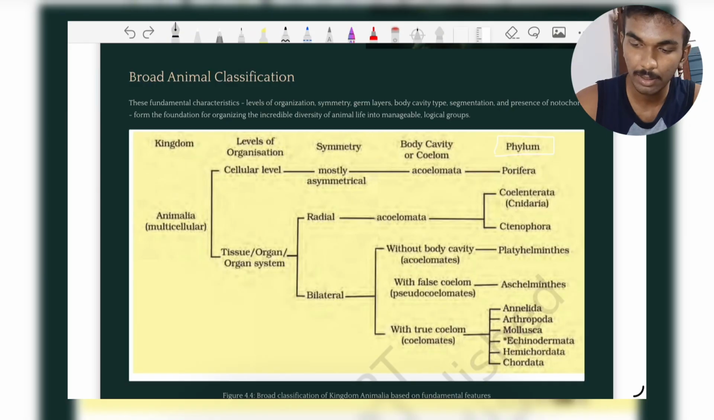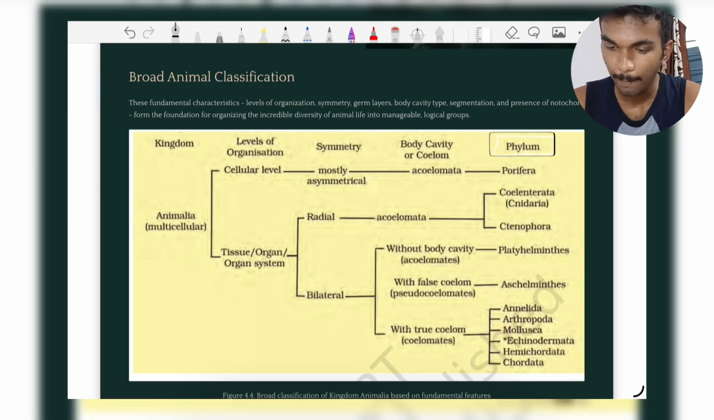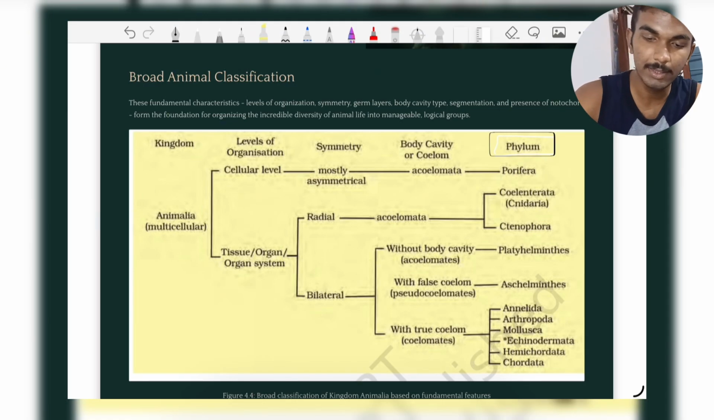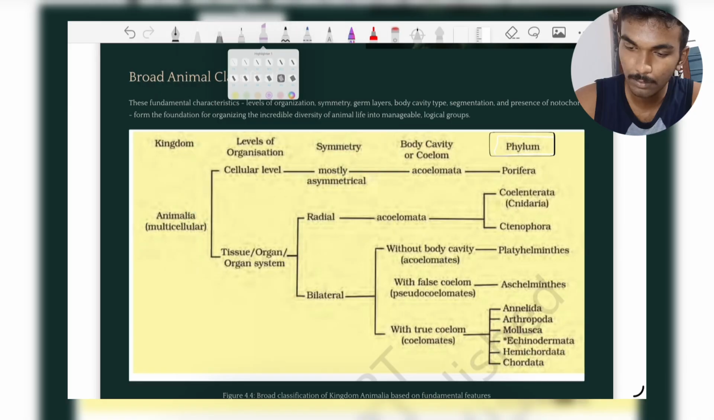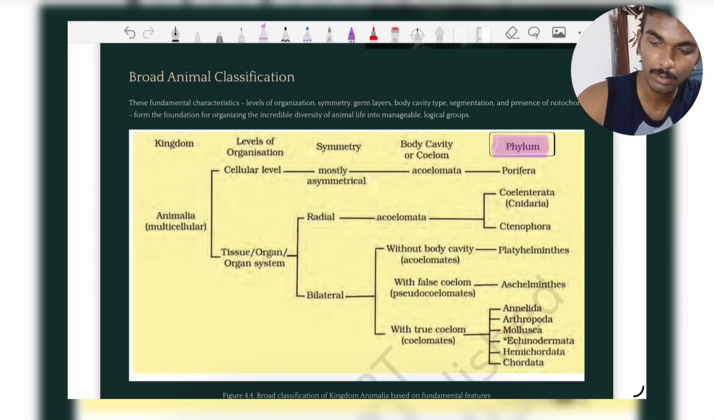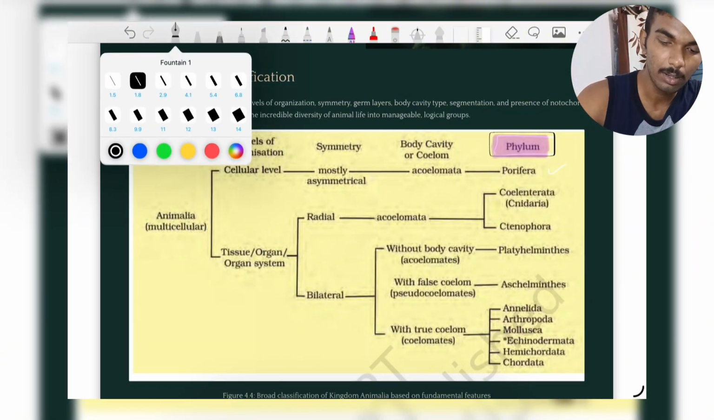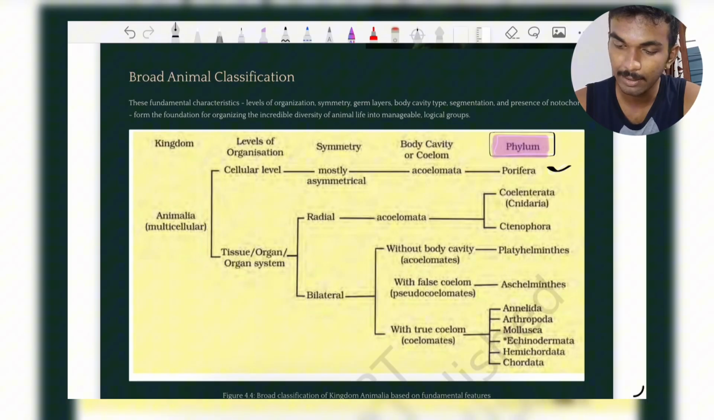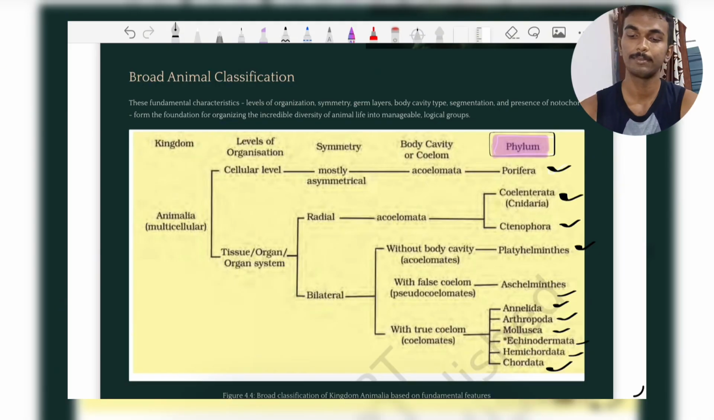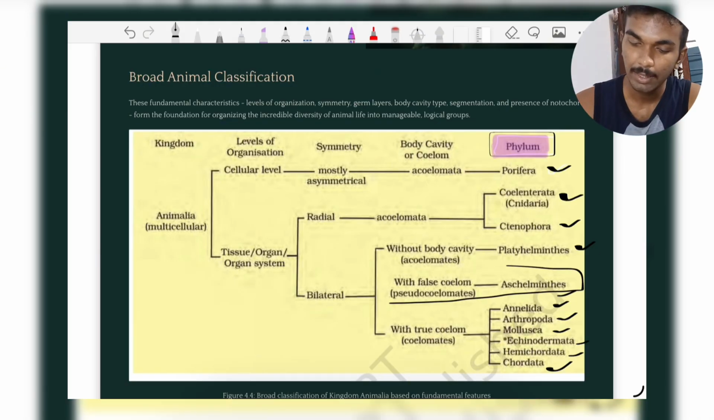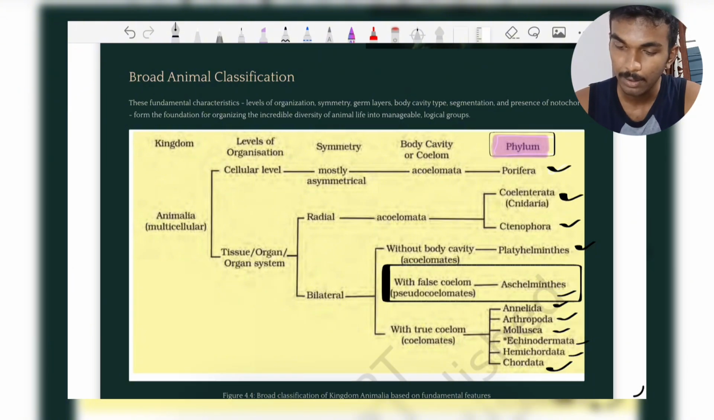And here comes the most important part, that is phylum. Phylum Porifera, and Poriferans are acoelomate, then Coelenterata, then Ctenophora, then Platyhelminthes, then Aschelminthes, then Annelida, Arthropoda, Mollusca, Echinodermata, Hemichordata, Chordata. Aschelminthes is pseudocoelomate. Above it is acoelomate, and below it is true coelom, that is coelomate.